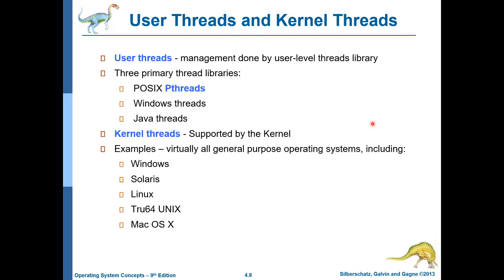So user threads are those which are managed by the user or the programmer. By user I mean a programmer who writes a program. The second type of threads are the kernel threads. The kernel threads, as it is written here, are supported by the kernel, so they are managed by the kernel. And all the operating systems have support for kernel threads. For example, Windows, Solaris, Linux, Unix, Mac OS X, etc.